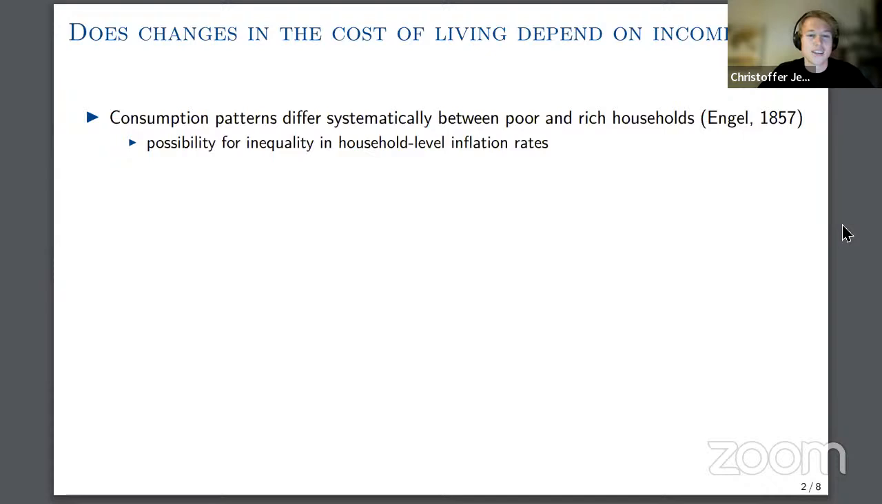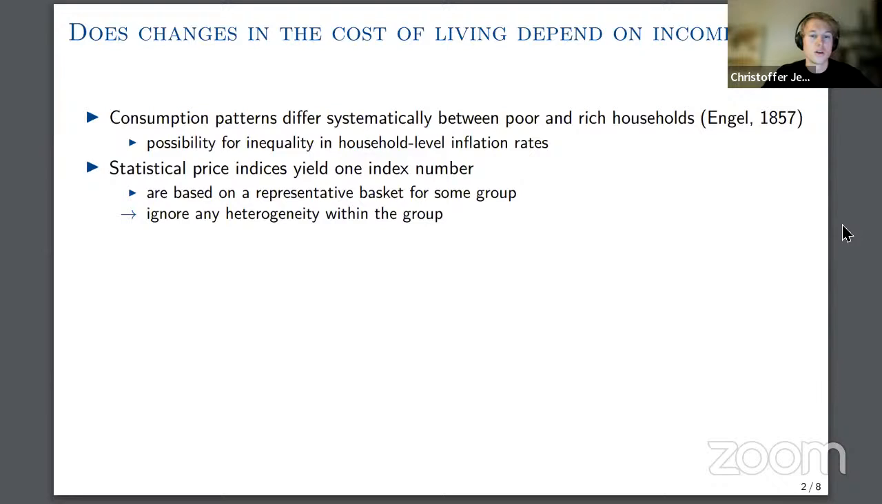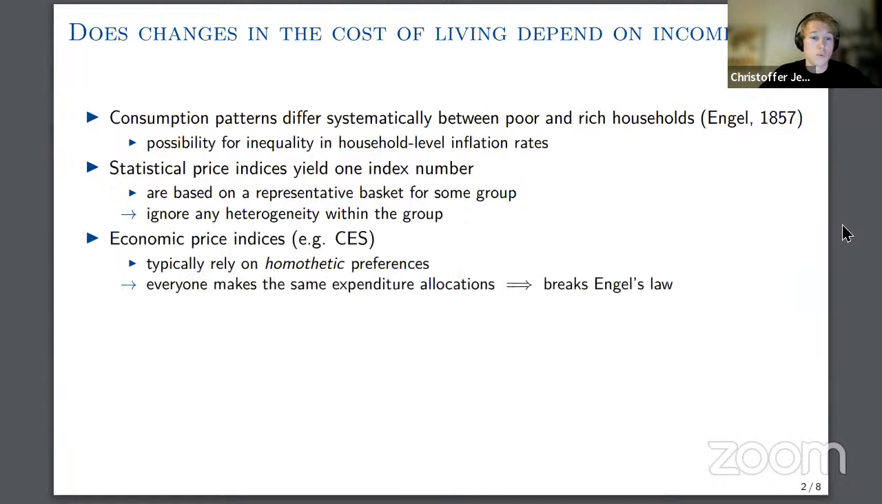If we, for example, use statistical price indices to measure inflation, these indices will only yield one index number. There's one number for inflation that tells us something about how the price of a representative basket changes over time. But in studying this representative basket for a group of households, one effectively ignores any heterogeneity within the group. Alternatively, if one considers economic price indices, as those type of indices that are derived from a specification of consumer preferences, the typical assumption made here is that preferences are homothetic.